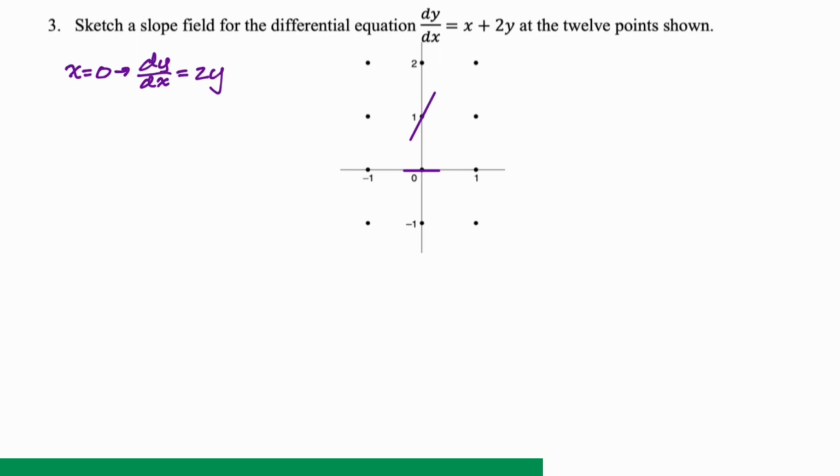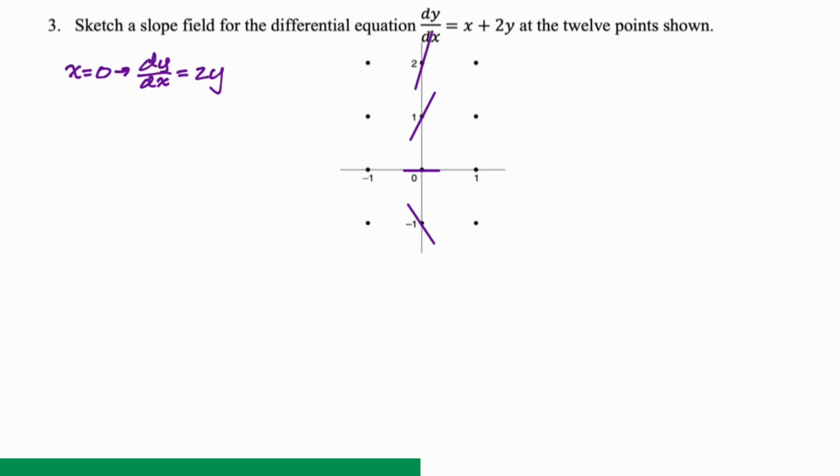Because it's very hard to do. So at (0, 2), the slope is going to be 4. So I fake a point down here. I'm going to aim for it, but you just kind of do your best. At (0, -1), the slope is going to be -2. So we're kind of aiming for the point that's at (-1, 1). I don't really think I hit that point, but I aimed for it.